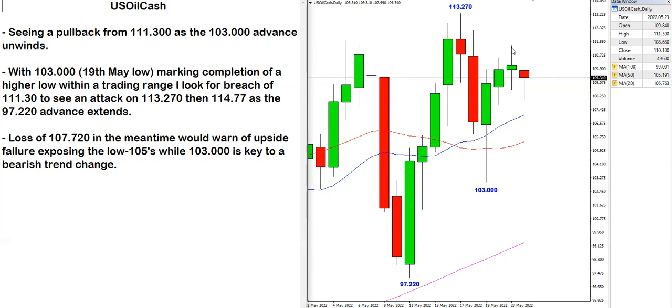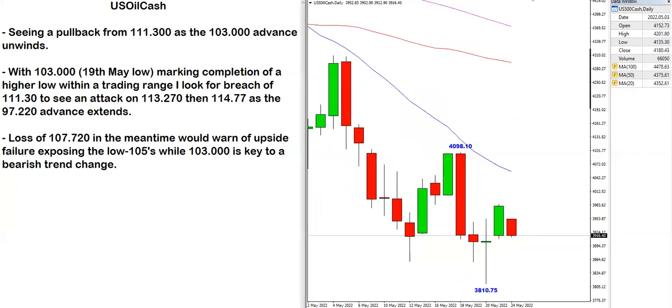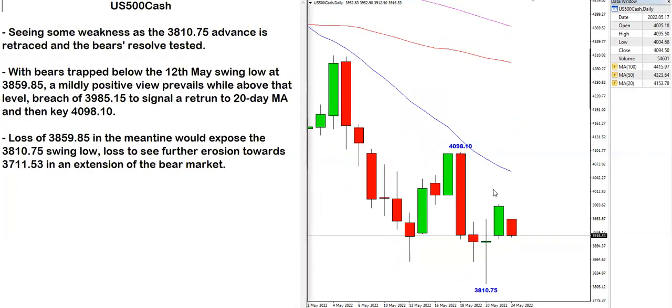Meantime, should we fall back through this 107.72 support level, then that would suggest a bit more downside action within the range. But for me, 103 is really the key to a bearish trend change. So as long as we are holding above 103, for me, the bullish outlook remains intact on a multi-day, multi-week view. Moving across to S&P 500.